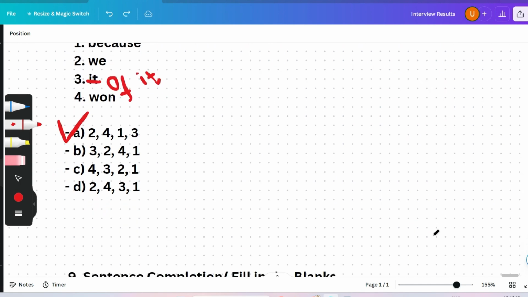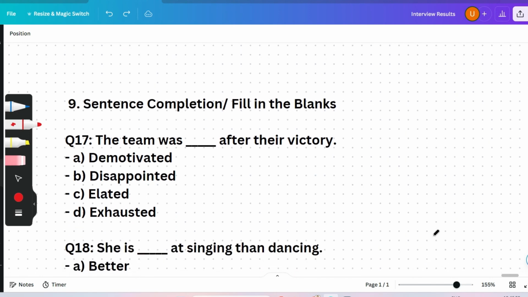Okay, so the next question is regarding sentence completion. The team was dash after their victory: demotivated, disappointed, elated, or exhausted. After victory, no one can be disappointed. Everyone will be in a good mood, right? No one can be demotivated. So these first two options are eliminated. And no one can be exhausted as well, because whenever someone wins, they will obviously be elated. So the correct answer will be option C.